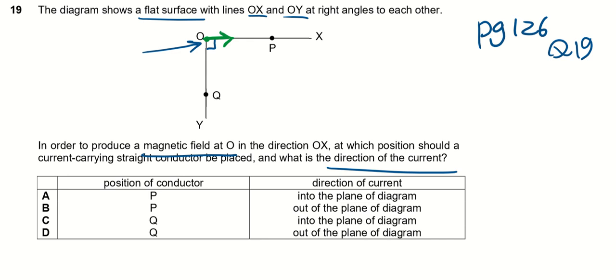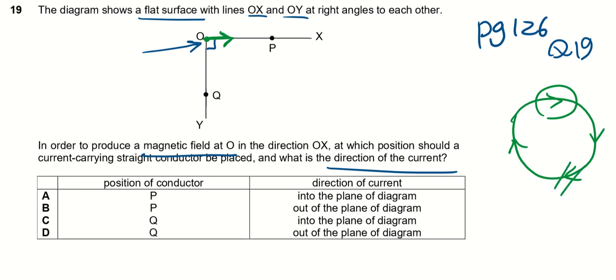But as you know, for a straight wire conductor, the magnetic field is usually circular. Correct? That means I'm looking for this portion. Not this because it's pointing in the opposite direction. Not this because it is supposed to be pointing in the direction of OX. That is how you should interpret the question.